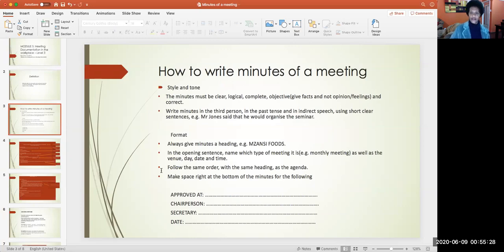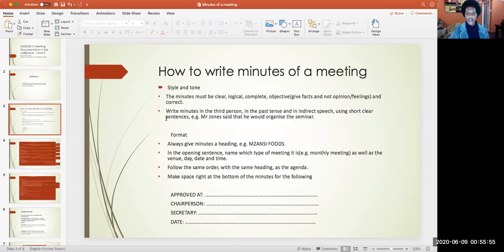How do we write minutes of a meeting? First of all, you need to understand the style and the tone of how we write minutes of the meeting. Minutes must be clear, logical, complete, objective. You must give facts, not opinions or feelings. Your minutes must be objective and correct.